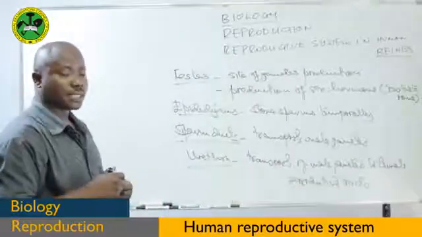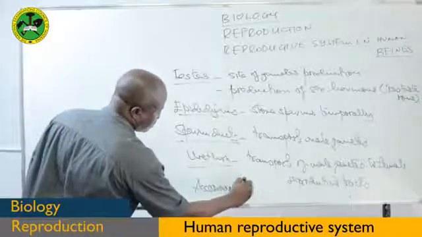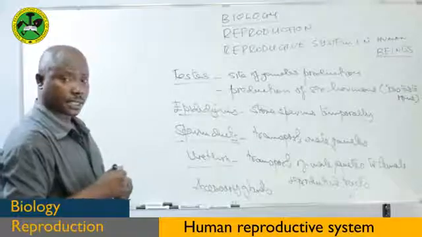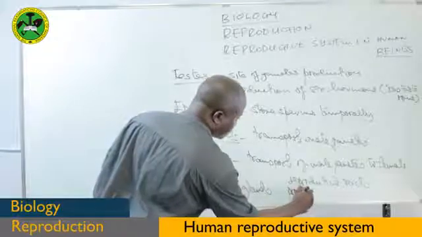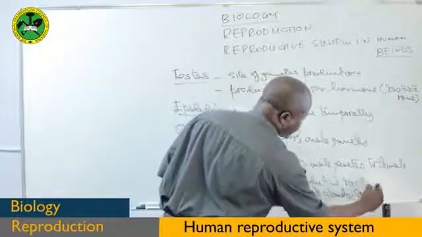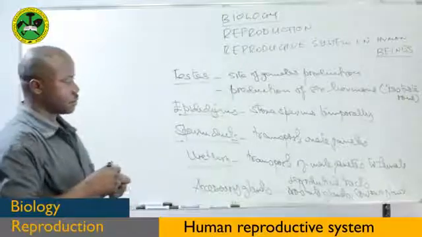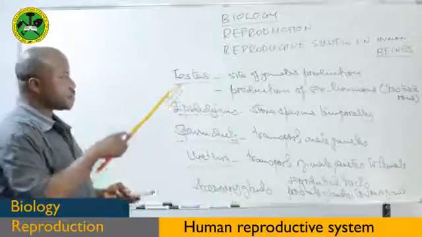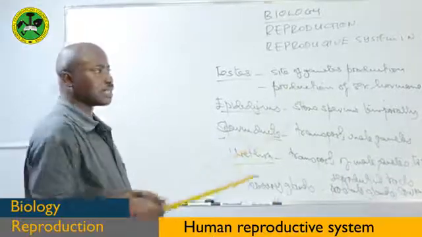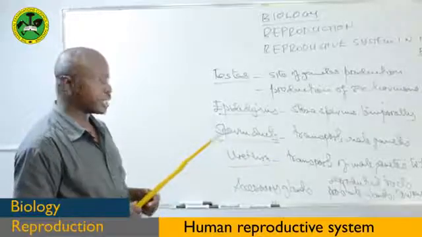But also, there are accessory glands. Accessory glands are three. There is the prostate gland, Cowper's gland, and the seminal vesicle. By having explained each of these parts that constitute the reproductive system, you will have answered this question. Therefore, students, let me take you to the next question.